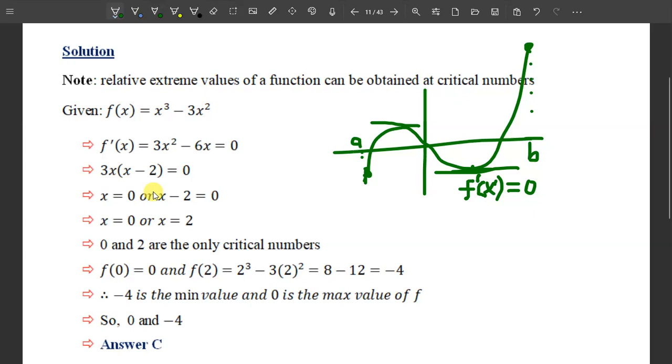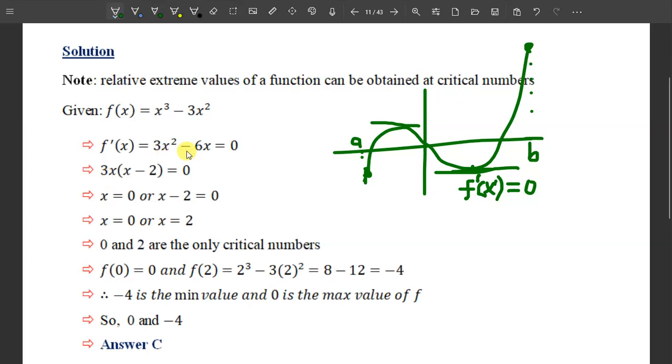Now, to save time, I have already solved this problem. Here, note, relative extrema value of a function can be obtained at critical numbers, and then given f of x is equal to x cubed minus 3x squared, what we have to do is derive this function, which becomes f prime of x is equal to 3x squared minus 6x, and then equate it with 0, since the slope at the relative maxima or relative minima becomes 0. The slope of the tangent line becomes 0.